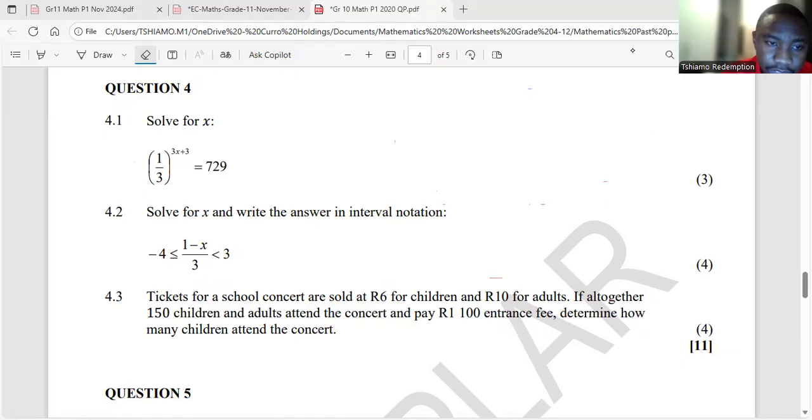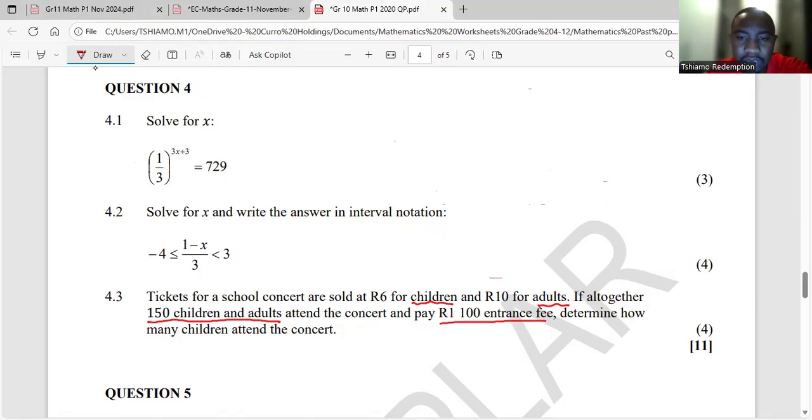Okay, let's go through the question. It says tickets for a school concert are sold at 6 rand for children and 10 rand for adults. If altogether 150 children and adults attend the concert, so in total the number of children and adults is 150, and they pay 1,100 entrance fee, determine how many children attend the concert.